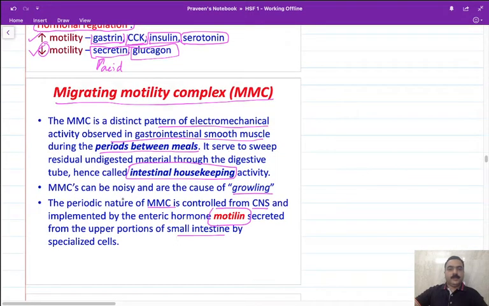Next, we have now finished with the movements and secretions within your small intestine. Now let us see what are the secretions that come to the small intestine from the pancreas and from the liver. So next we will go to the pancreas.